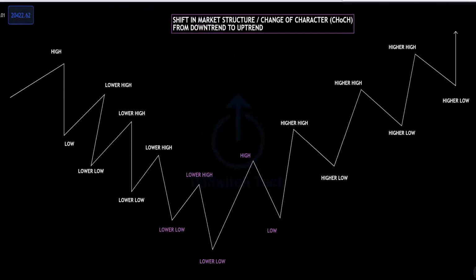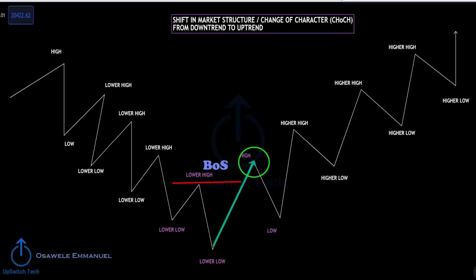On a downtrend, change of character, or shift in market structure, occurs when the market, after making a lower low, goes upward, and then breaks through the previous lower high.